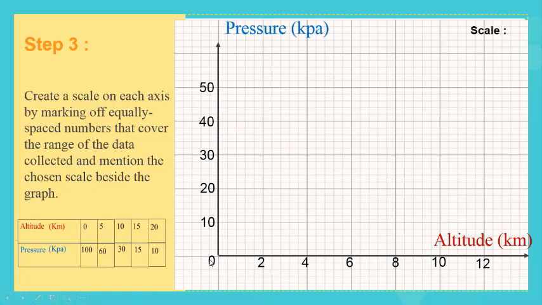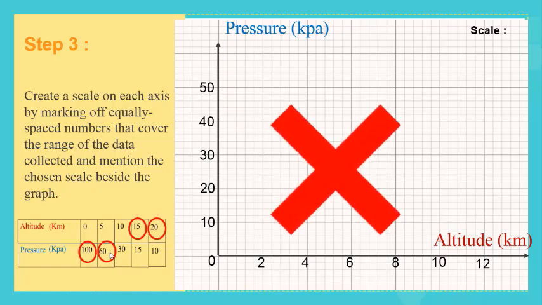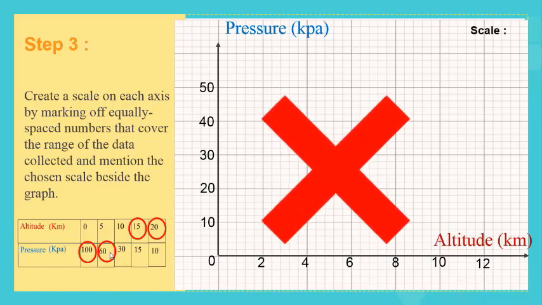But in this case, on the x-axis, or for the values of altitude, there is no 15 and 20. And on the y-axis, for the values of pressure, there is no 60 and 100. So, this scale is not accepted. Now, you should think of a number whose multiples show almost the given values on the table. But how?